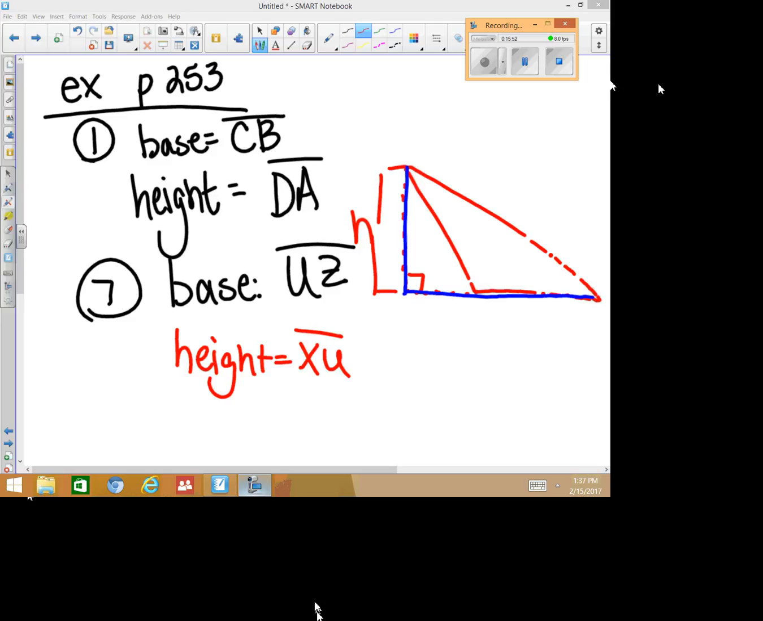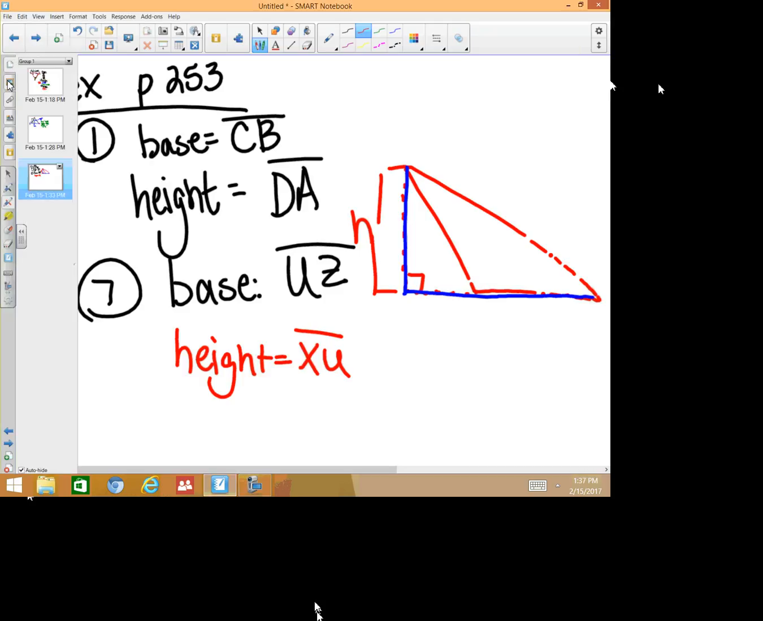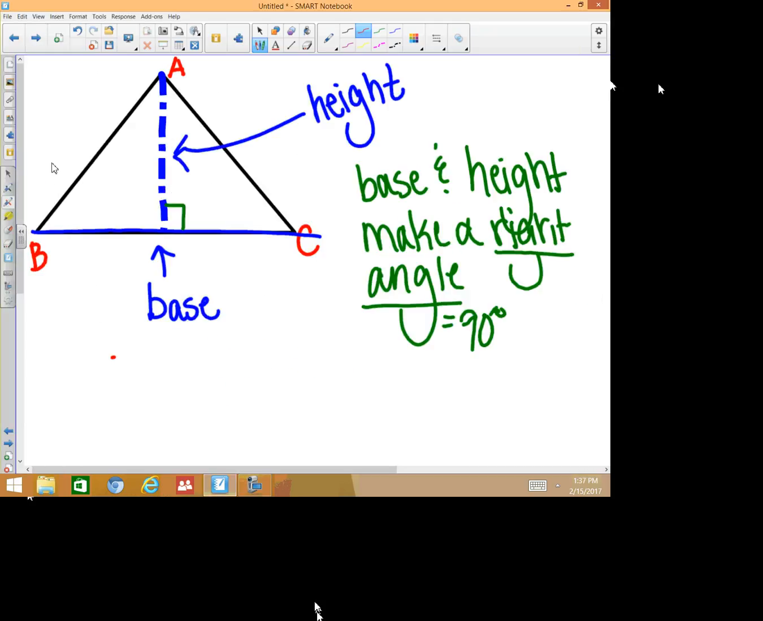Okay. Now, done with that. Yay, we're done. The one thing I want you to notice, let's go back to our original here. Can you go back to this one on your notes? We're going to put lesson 1 and 2 together. If you look at the base and the height, how they make a right angle, it's got a vocab word. They are called perpendicular. Good.